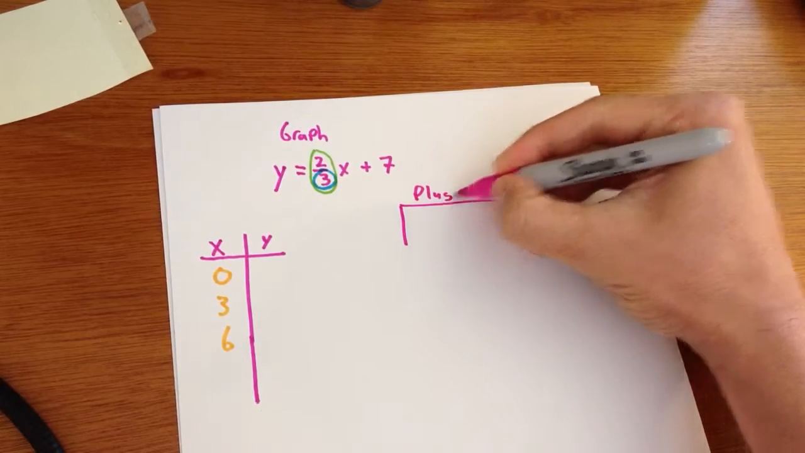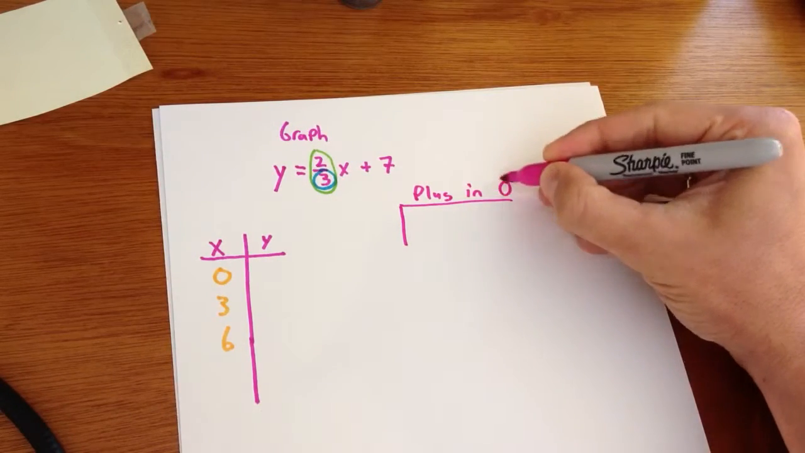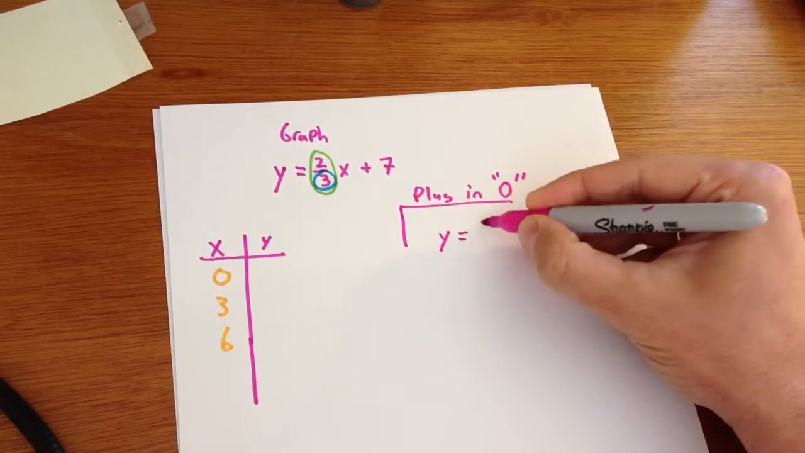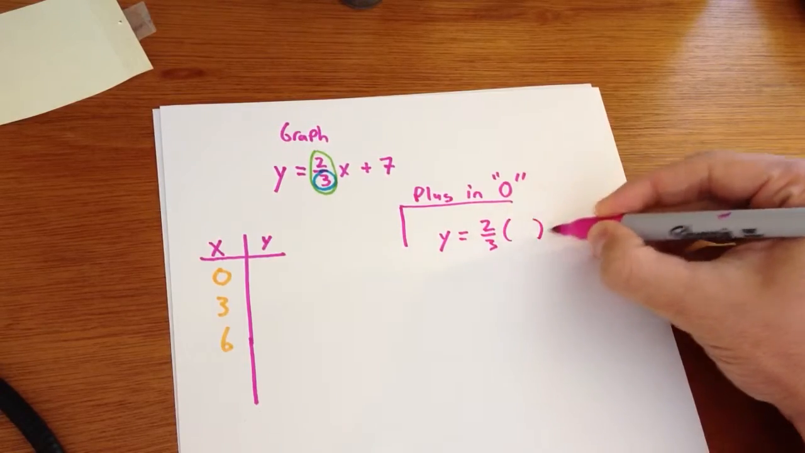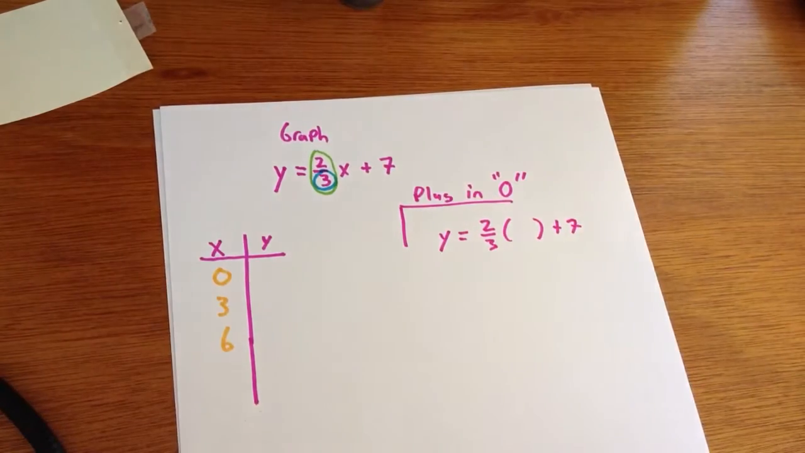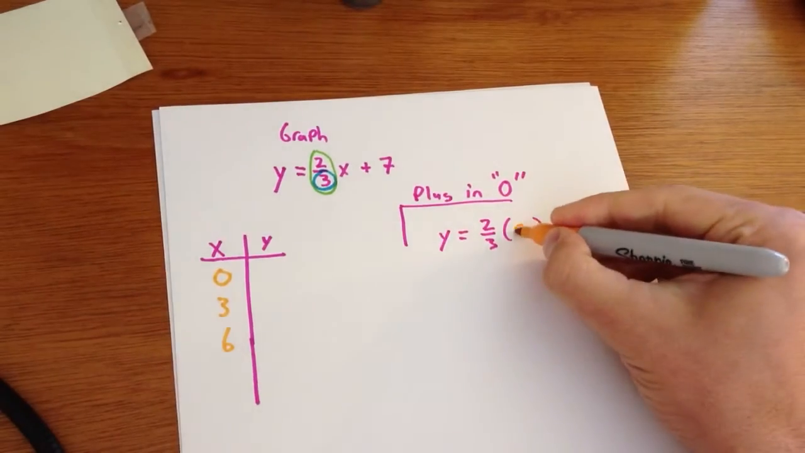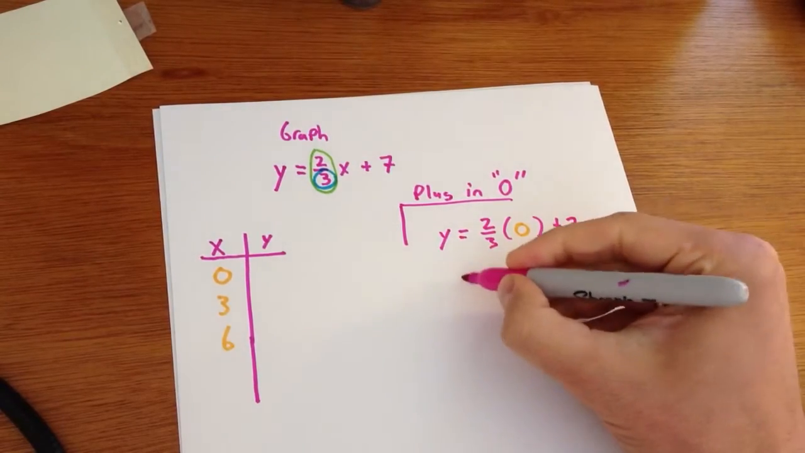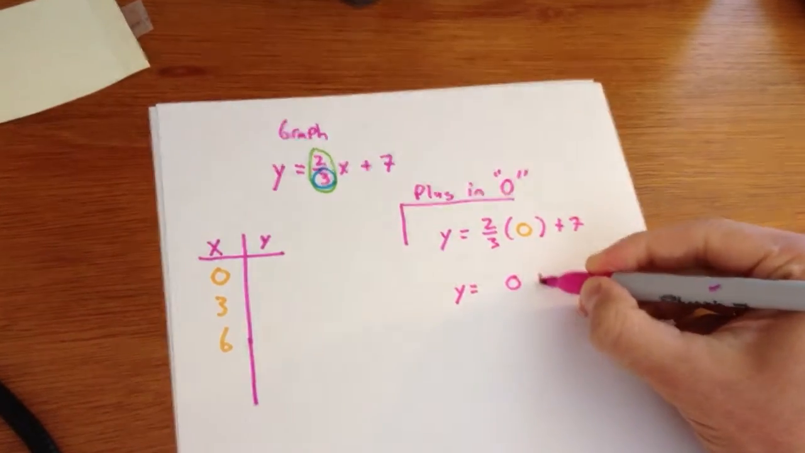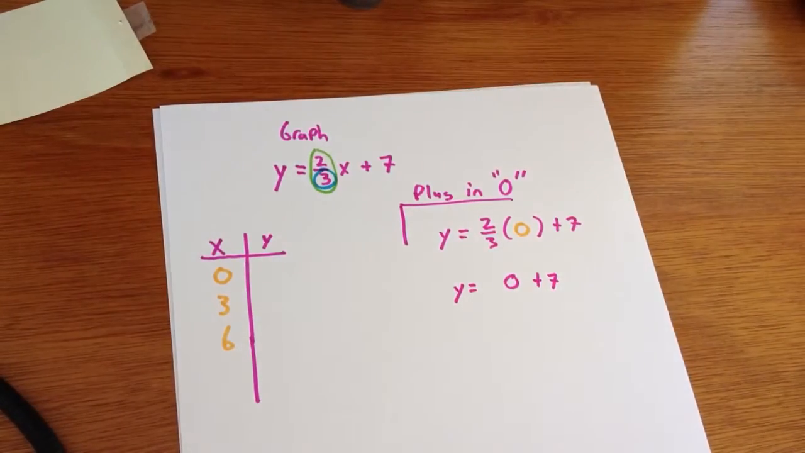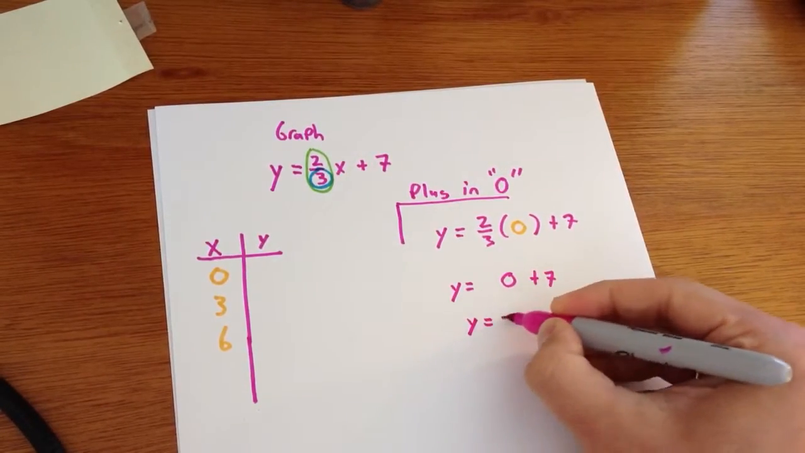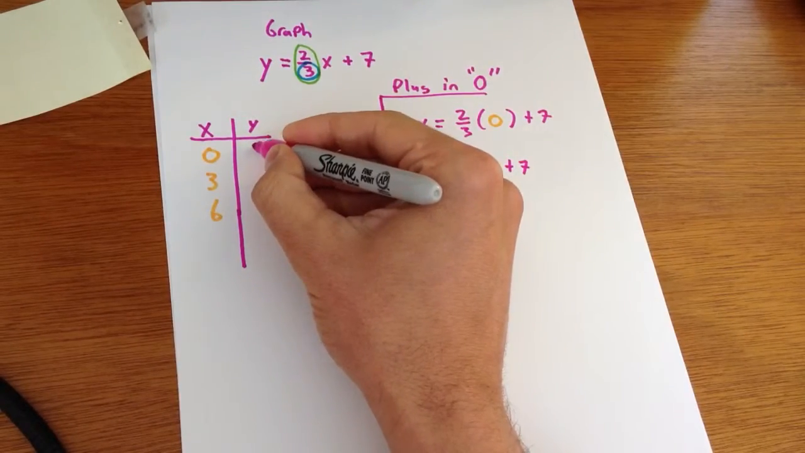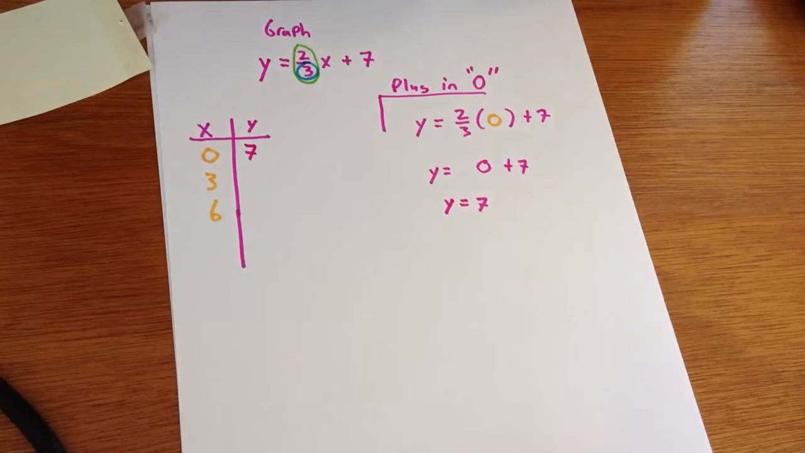So I'm going to plug in 0. All I do is y is equal to 2/3 times 0 plus 7. Well, 0 times 2/3, really 0 times anything, is just 0. That's why it's such a nice number to plug into equations. And then 0 plus 7 is 7. So that means that the pair for 0, or the matching y, is 7.